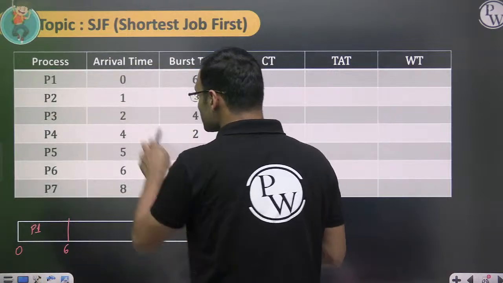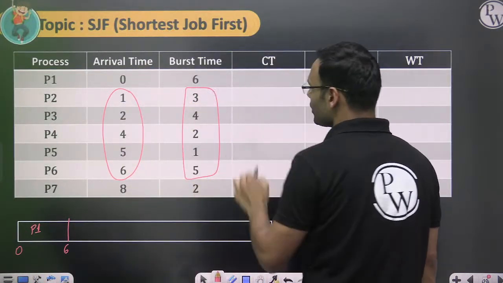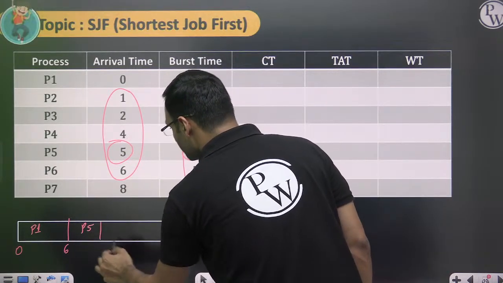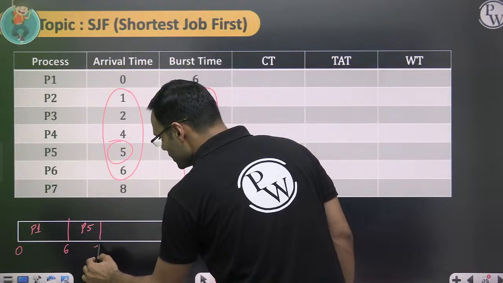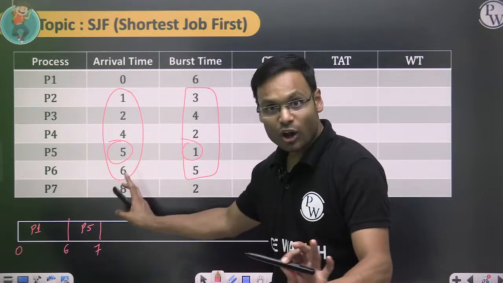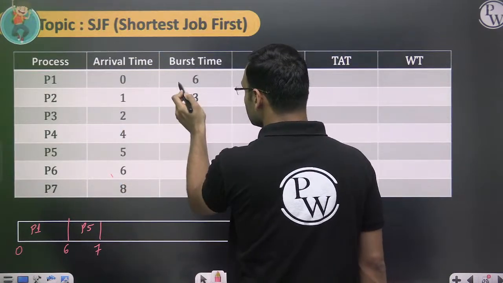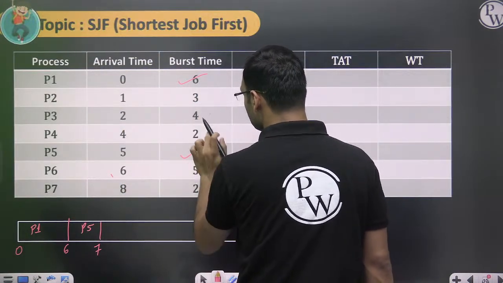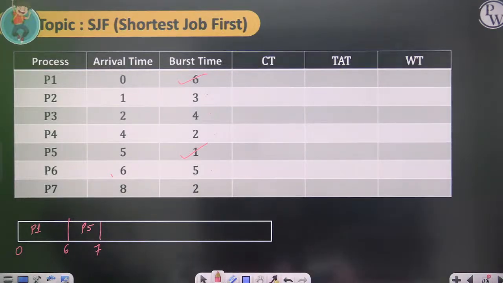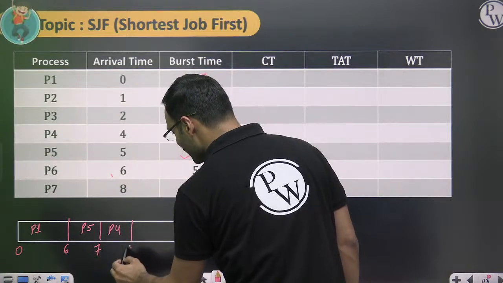Here also look at this, these many processes we have. Among them you can choose the smallest one, which is P5. P5 will be scheduled one time unit, up to 7. Till 7, has P7 arrived? No, not yet. So what are the processes remaining? This is done, this is done. 1, 2, 3 and 4 are remaining still. Among these, which one is the smallest? P4. I can schedule P4. Up to 9 it will run.